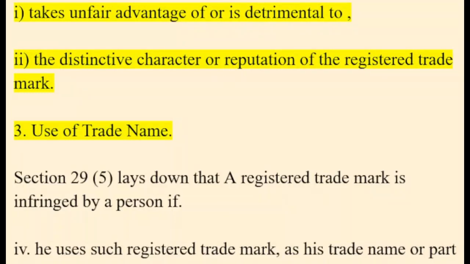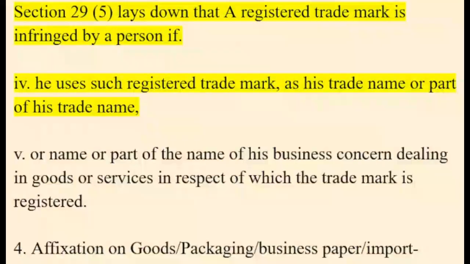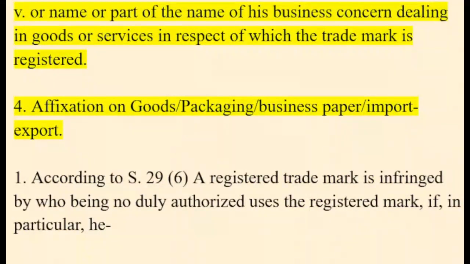3. Use of trade name. Section 29(5) lays down that a registered trademark is infringed by a person if he uses such registered trademark as his trade name or part of his trade name, or name or part of the name of his business concern dealing in goods or services in respect of which the trademark is registered. 4. Affixation on goods, packaging, business paper, import-export.